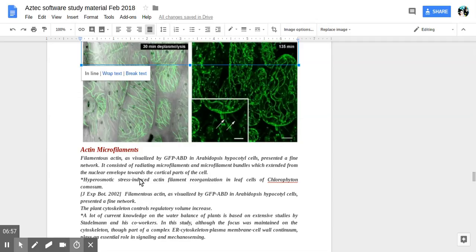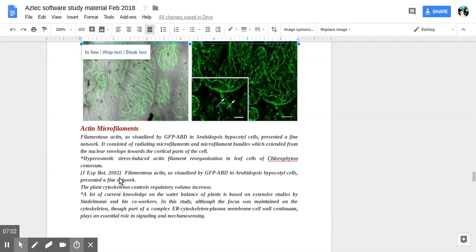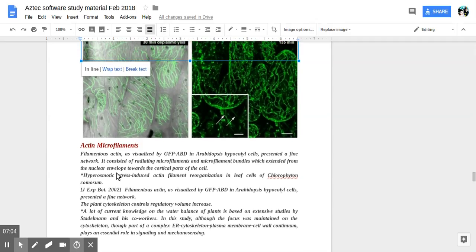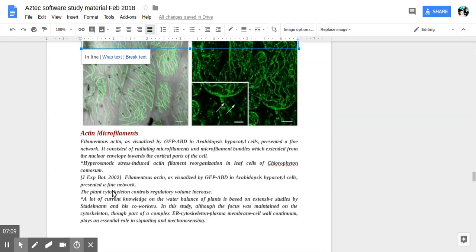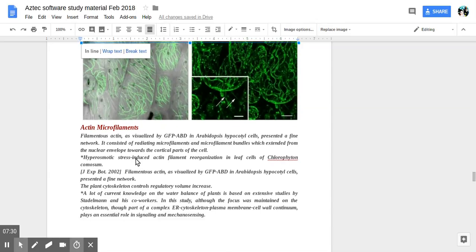Hyperosmotic stress induced actin filament reorganization in leaf cells of Chlorophytum comosum. That's just the research, okay? Filamentous actin as visualized by GFP presented a fine network. So the plant cytoskeleton controls the regulatory volume increase and decrease.